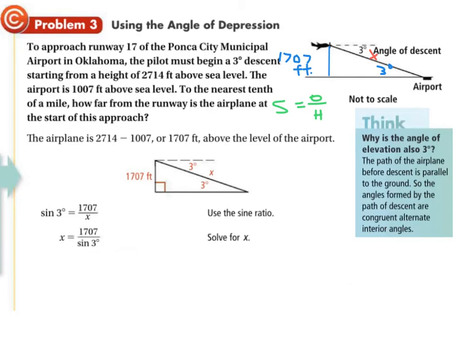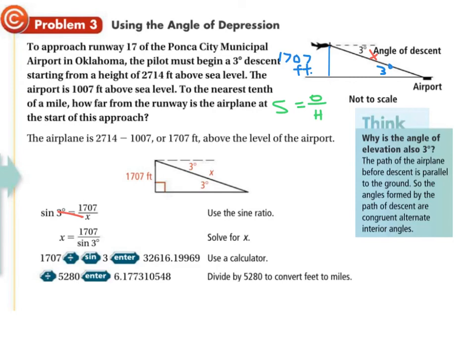And when you solve for x, what you see happen is these two values switch places. You multiply both sides by x, and then you divide both sides by sine of 3 degrees. This is when we were working proportions earlier in the year. You saw that kind of quick trick method. So now we've got x, that distance being 1,707 divided by the sine of 3 degrees.